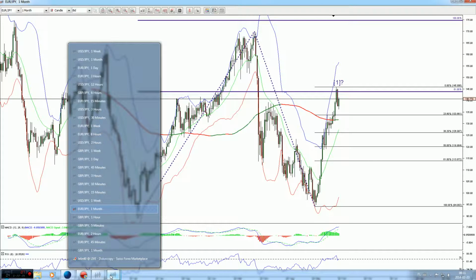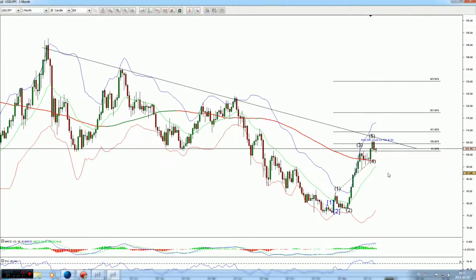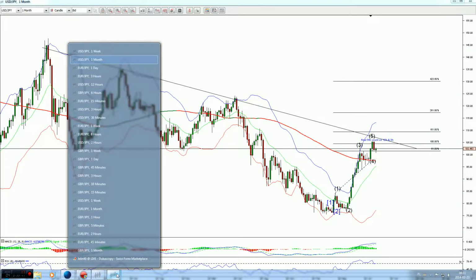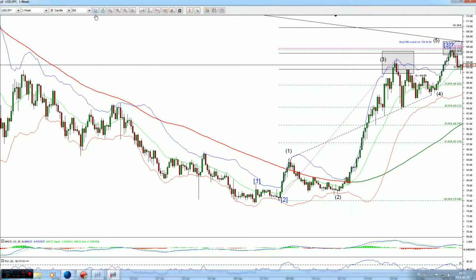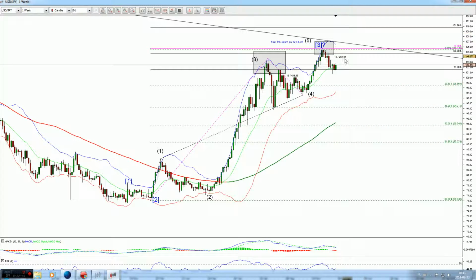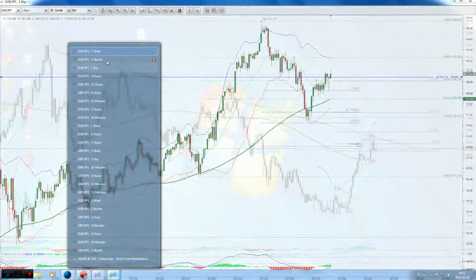Good. So that was the Euro Japanese yen, and now the USD Japanese yen. Monthly, there is nothing to talk about. This is the weekly. On the weekly, we've got an engulfing at the Bollinger middle band, so the market may go to the upside.